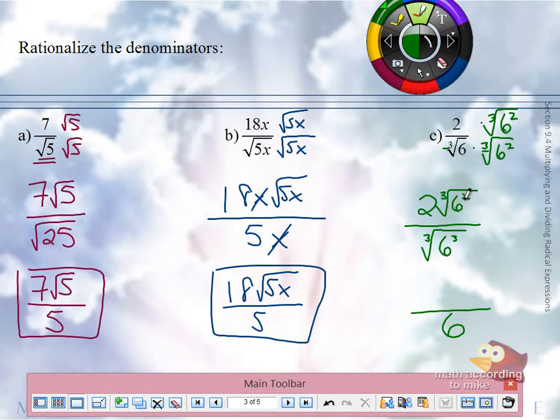Upstairs, let's clean up this radicand. What is 6 squared? 36.